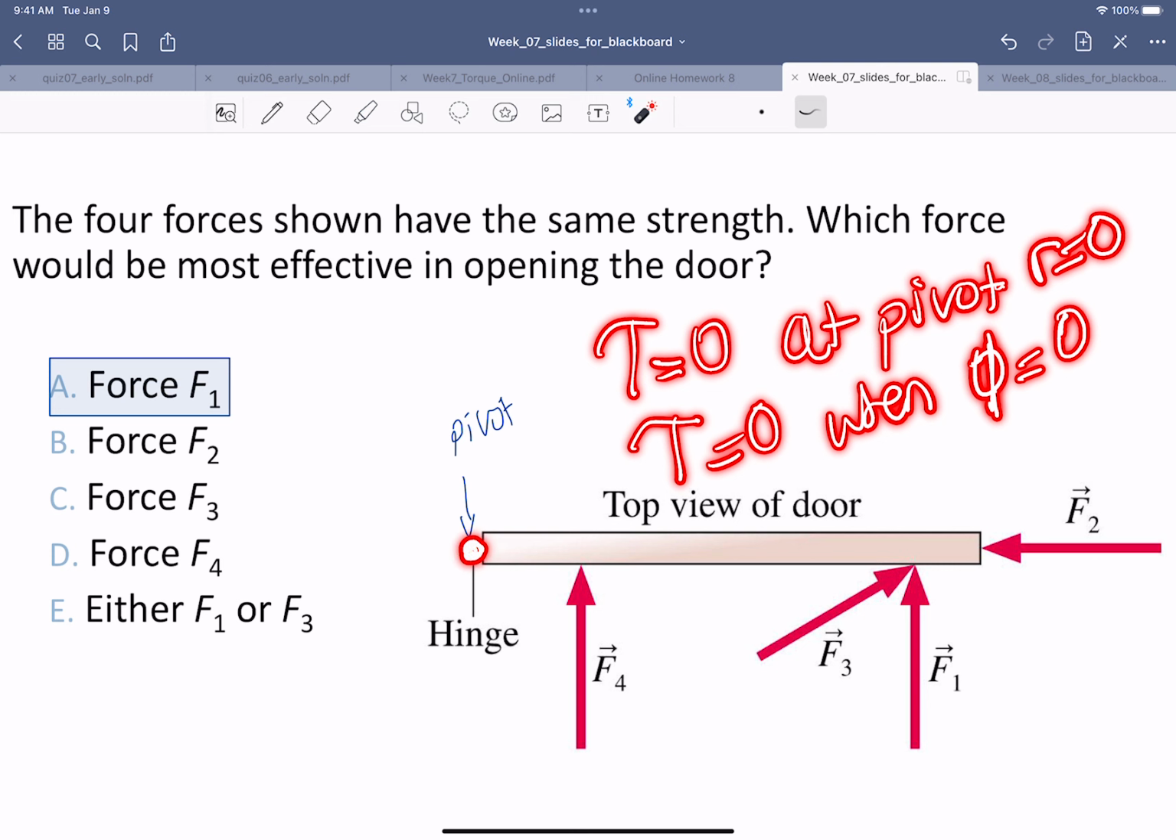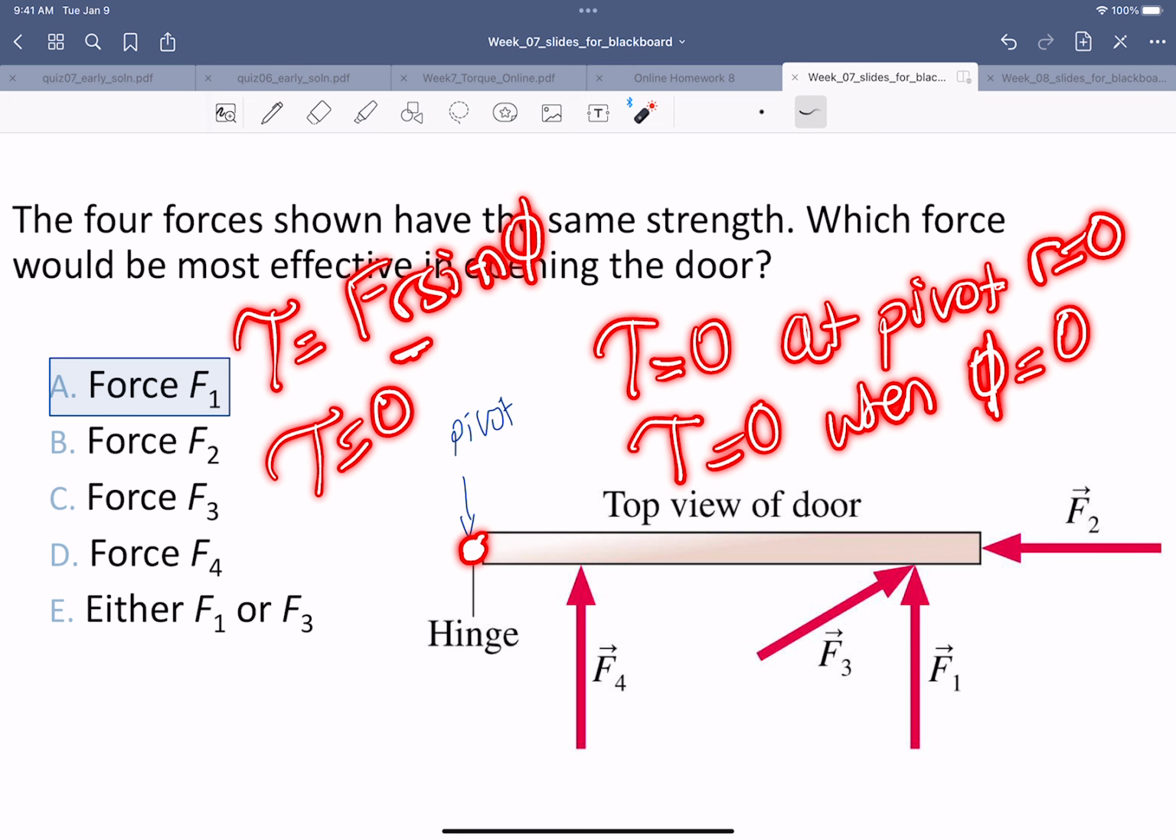You're not applying the force at any distance away from the pivot. Because remember, torque is equal to Fr sine phi. Well, if you're applying it at the pivot, R is equal to 0. So if R is equal to 0, the whole thing goes to 0, right? Same thing for the angle. If I'm applying directly along the radial line, remember, the angle is the angle sandwiched in between your force and your radial line. Well, if they're literally on the same line, there's no angle here, right?